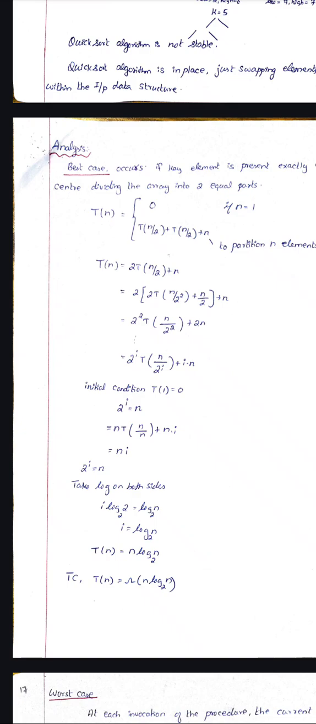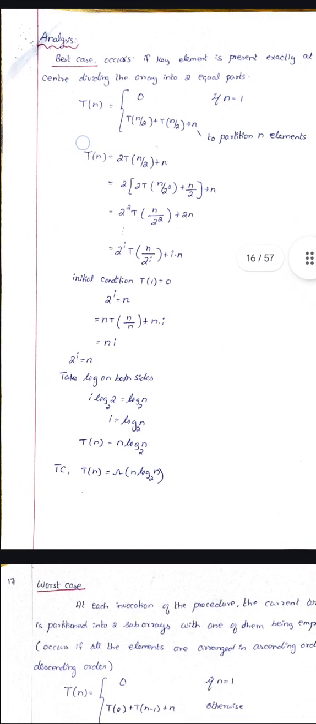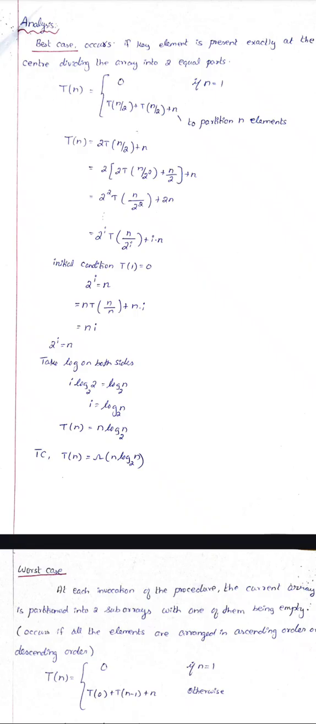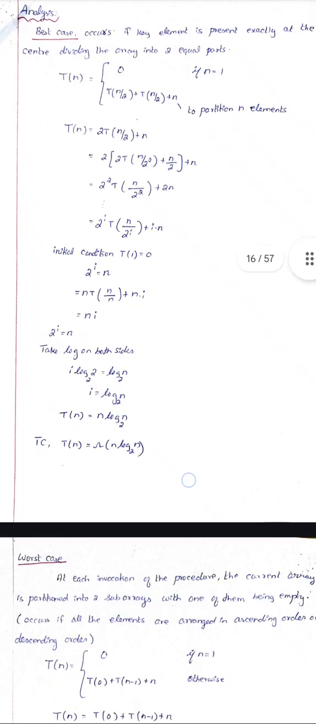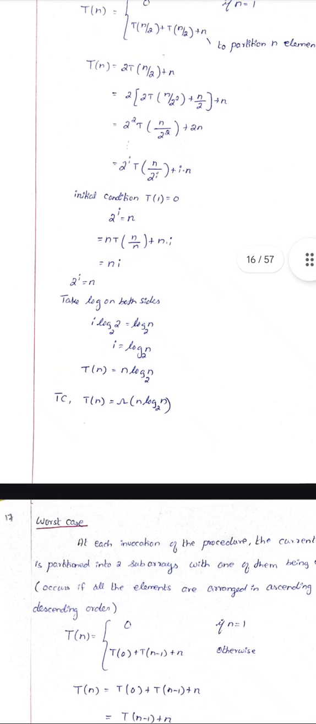T of n is 0 if n equals 1. T of n by 2 plus T of n by 2 plus n, to partition n elements. 2T of n by 2 plus n, 2 into 2T of n by 2 square plus n by 2 plus n, 2 square T of n by 2 square plus 2n, 2 power i T of n by 2 power i plus i into n. Initial condition T of 1 equals 0.